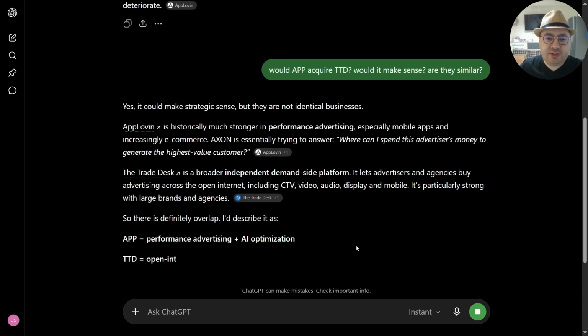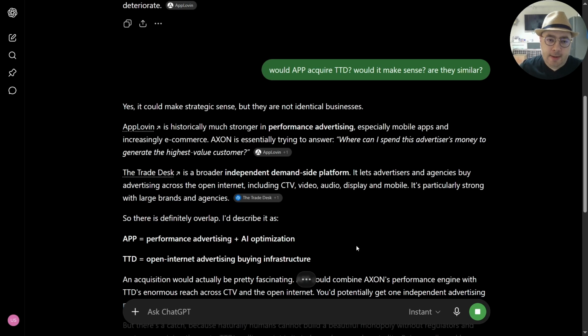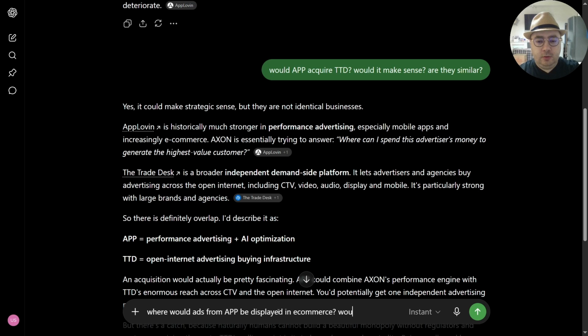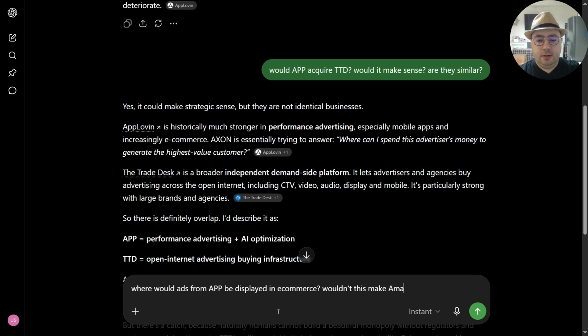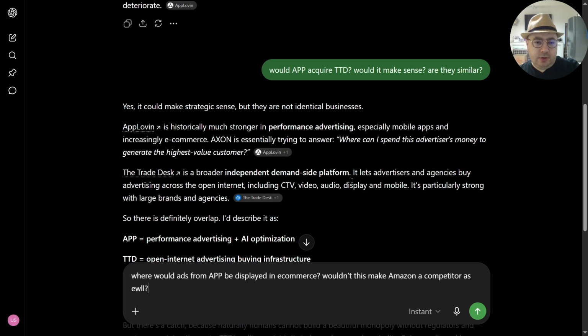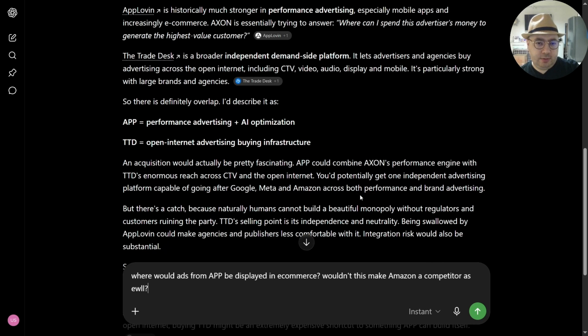Yes, it could make strategic sense, but they're not identical businesses. Okay, it's historically much stronger in performance advertising, especially mobile apps and increasingly e-commerce. So they are outside e-commerce as well. I'm not sure where ads from AppLovin would be displayed in e-commerce. Wouldn't this make a competitor as well? So The Trade Desk, I know what The Trade Desk is. Open internet.